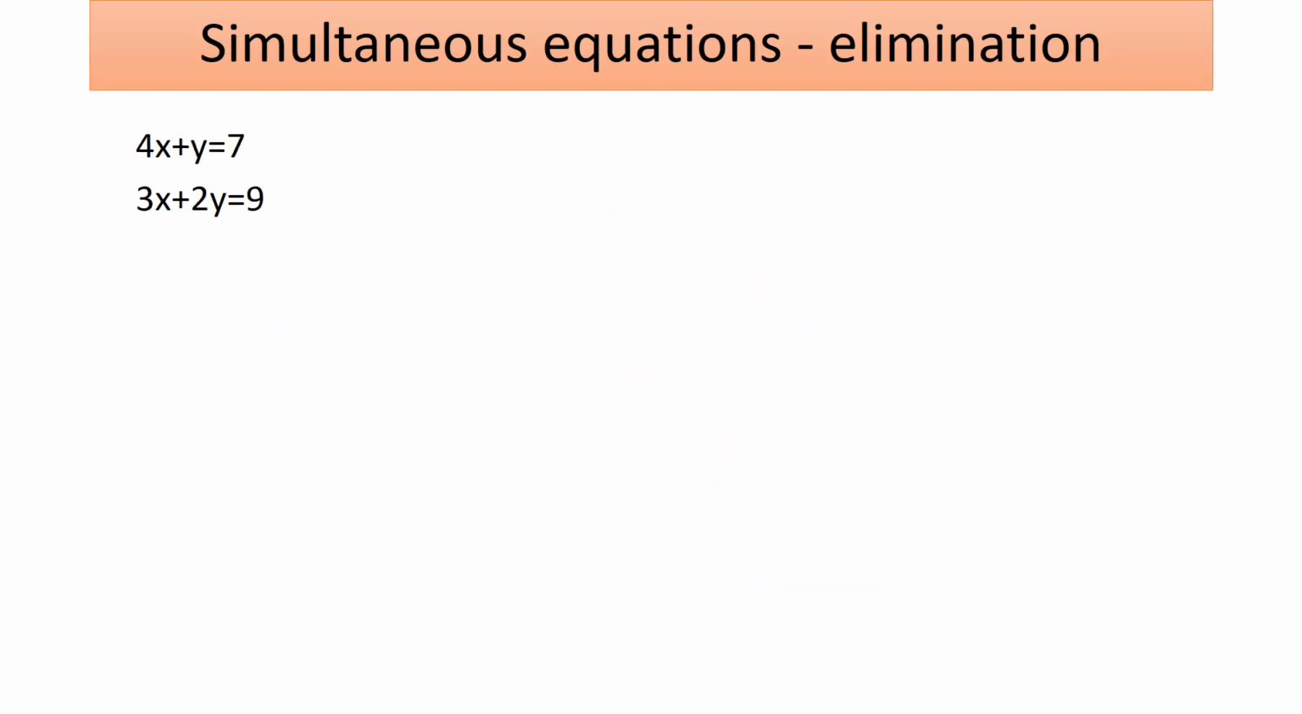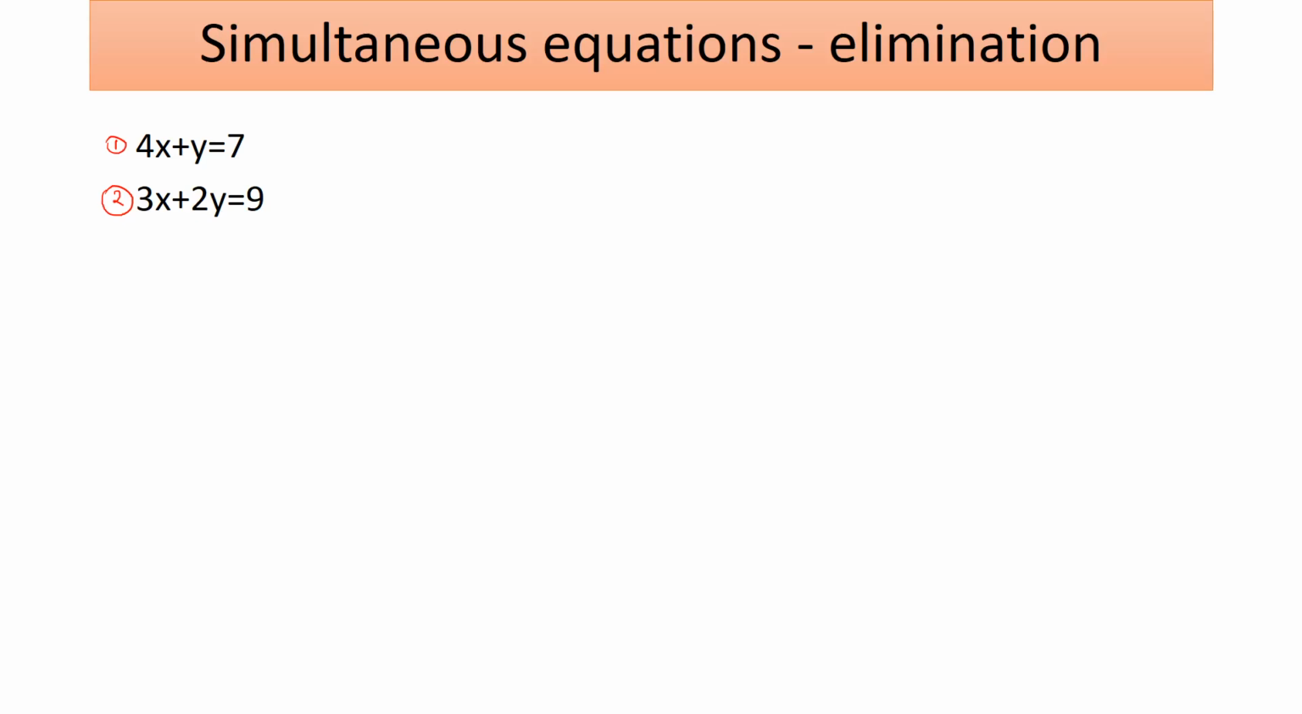Okay, another example. Now notice that I don't have the same number in front of x's or y's. So I need to make them the same. Right now I have 4x, 3x, and then 1y, or simply y, and then 2y. So I want to have the same coefficient in front of at least one of the unknowns, either in front of x's or in front of y's.